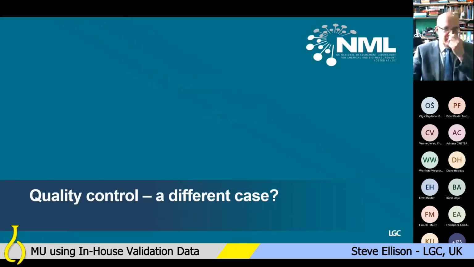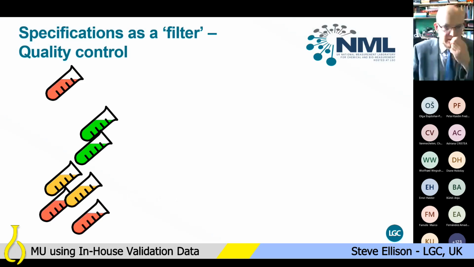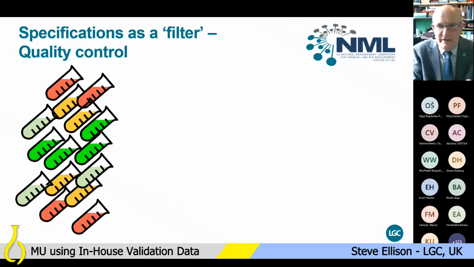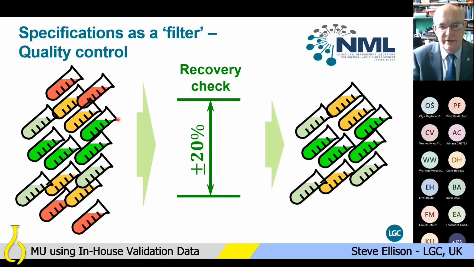Let me move on and talk about quality control very briefly. Quality control may or may not be a different case. If you imagine the same kind of situation, every analytical run, we run a check sample with perhaps a spike recovery, and we get a recovery. We have some limits. We check that against the regulatory permitted limits, and if it passes, we are allowed to continue. We don't have to do anything. There's no action to take.